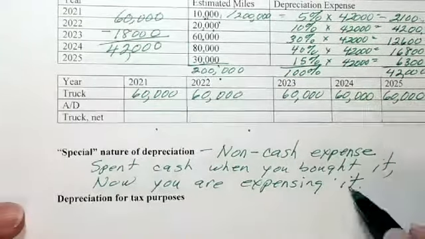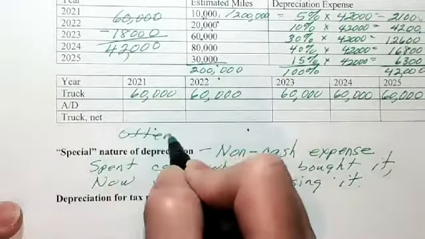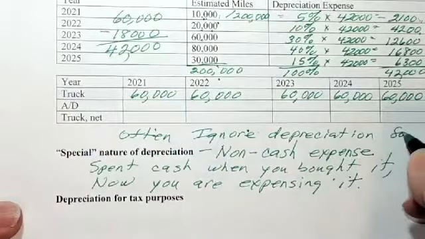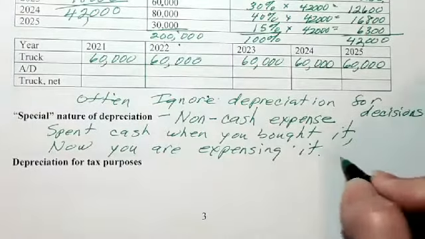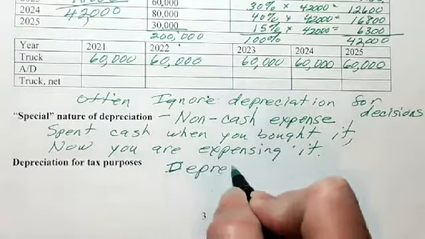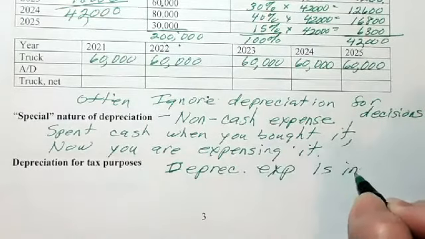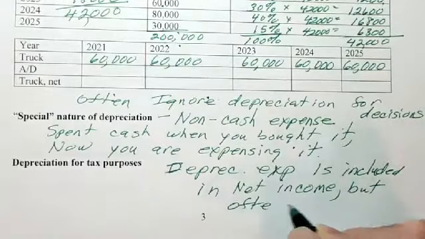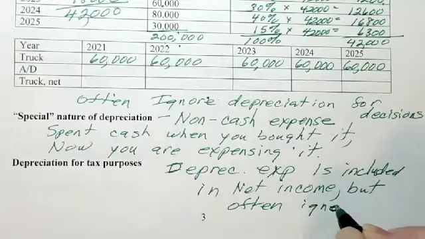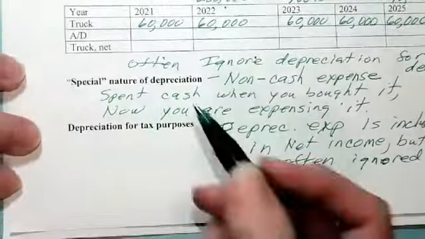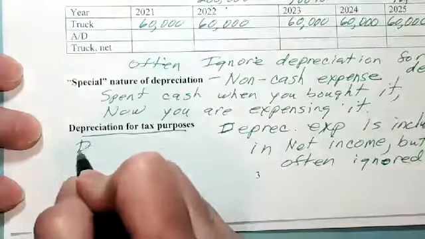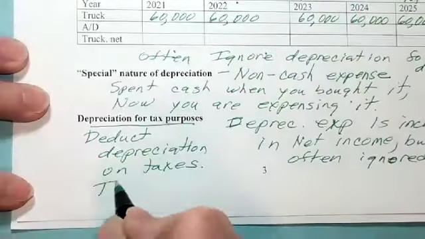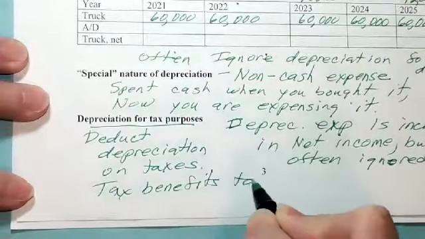And so for a lot of decisions, you often ignore depreciation for decisions. When we look at our net income, the depreciation expense is included in net income, but again, often it's ignored. So you usually have to back that out before you make decisions. We do get to deduct depreciation on our taxes. So there's tax benefits to depreciation.